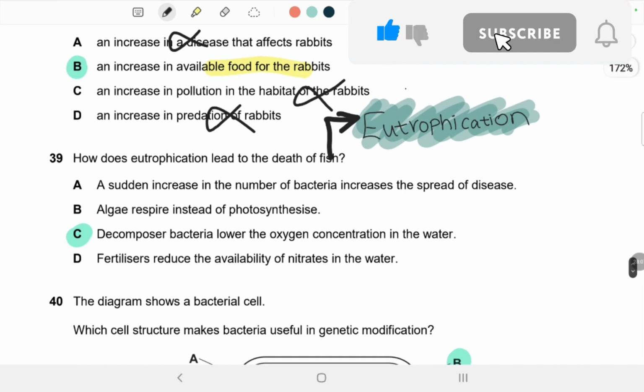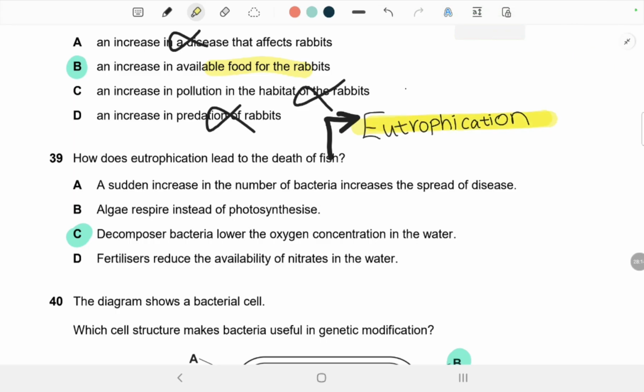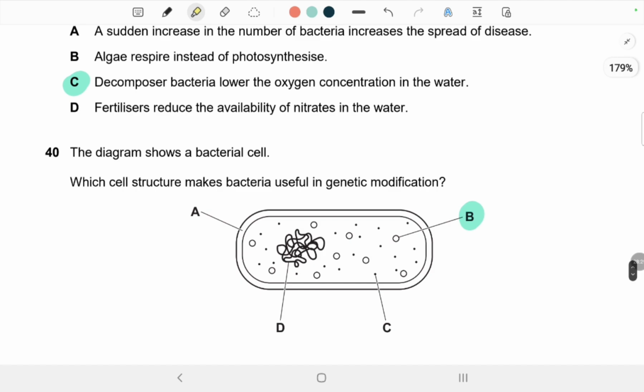Now question 39, relating to eutrophication, is asking how eutrophication leads to the death of a fish. Basically, when the oxygen concentration is lowered, there is slower respiration and slower metabolic reactions, so the fish will become still, and will die. Now question 40, which cell structure makes bacteria useful in genetic modification?